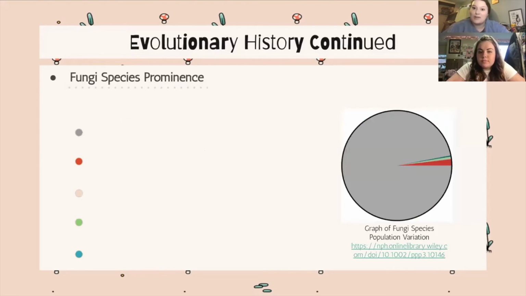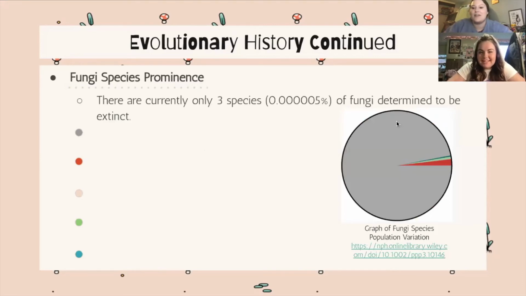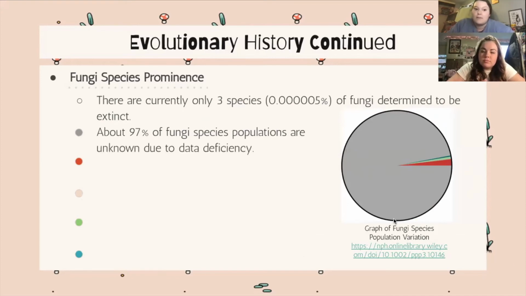The fungal species prominence. This graph over here shows the amounts of their population and stuff. So there are currently only 3 species of fungi determined to be extinct. About 97% of the fungi species of the population are unknown due to data deficiency. So that's this big gray part of the pie graph.